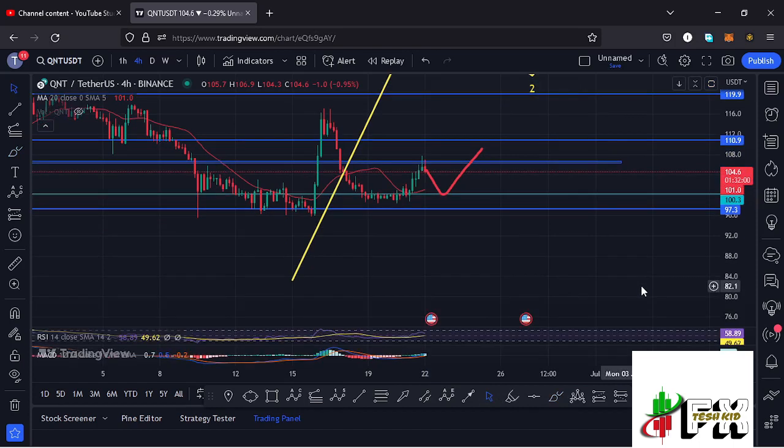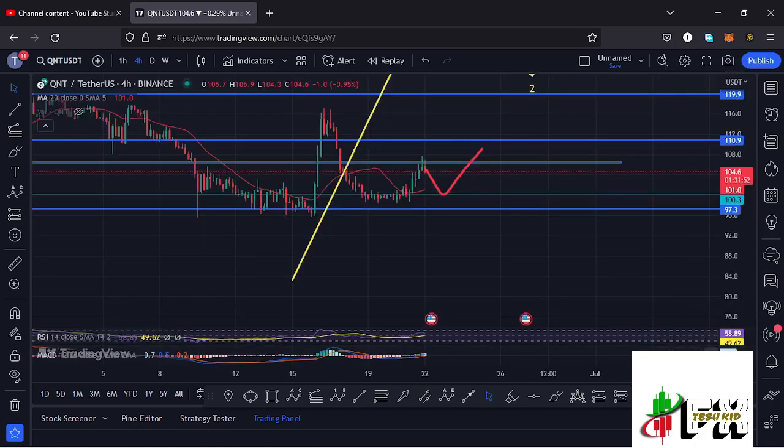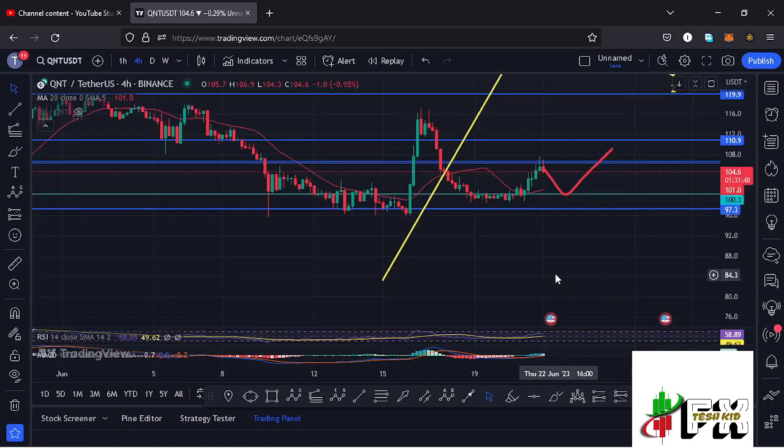Continue watching out for those movements, and I'll be keeping you updated on a daily basis. On the RSI, we're also trading at around the 58 mark. On the MACD, we have been able to print a bullish cross, fully supporting higher prices. And that's my price prediction update on Quant.